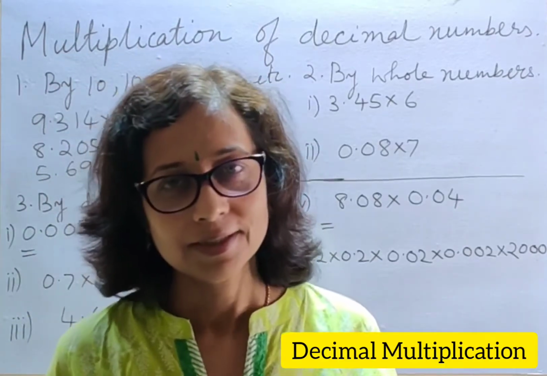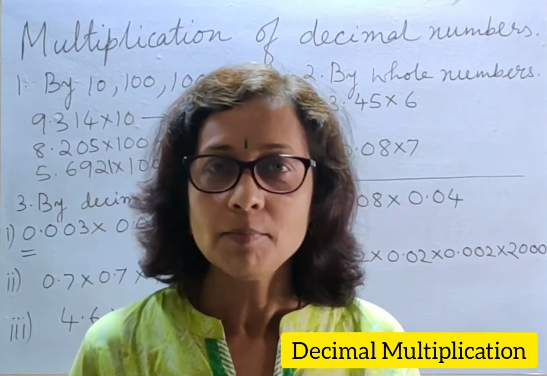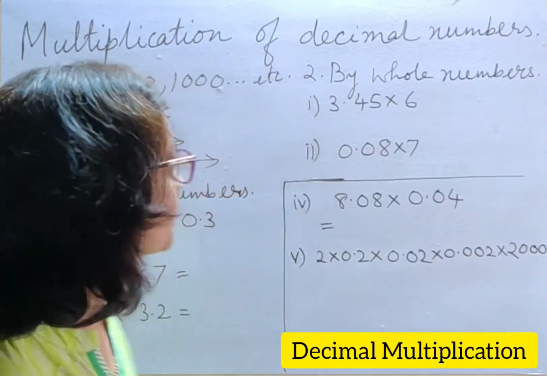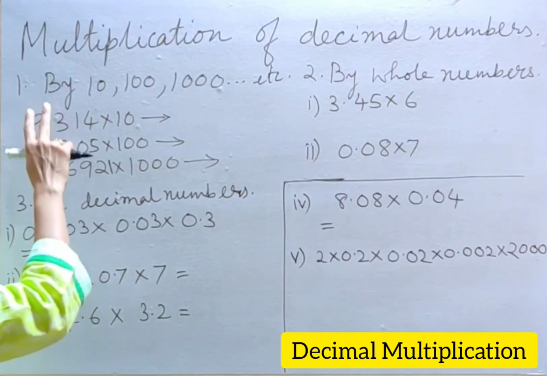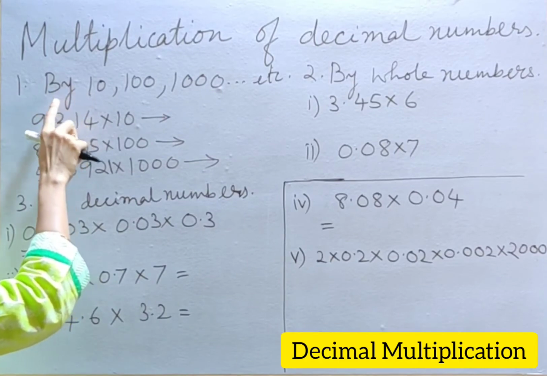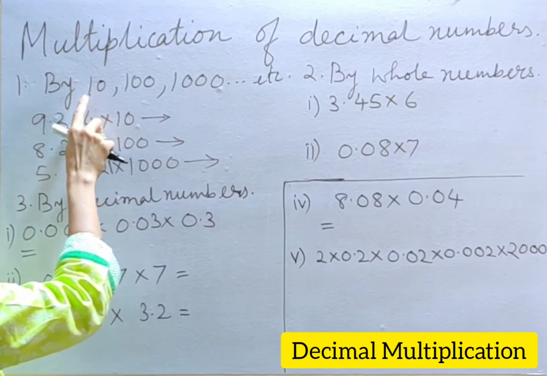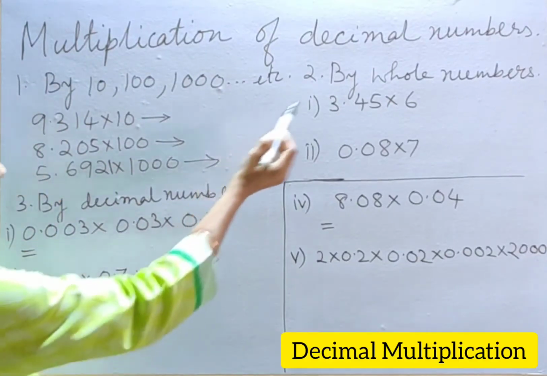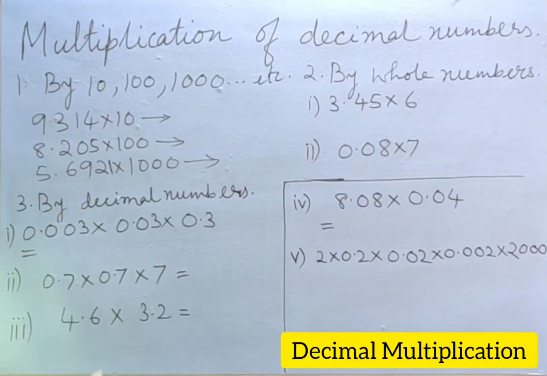Today let us learn multiplication of decimal numbers. Let's begin. Now there are two things we will learn. First one, multiplication by 10, 100, 1000 and multiplication by whole numbers, and one more, multiplication by decimal numbers.